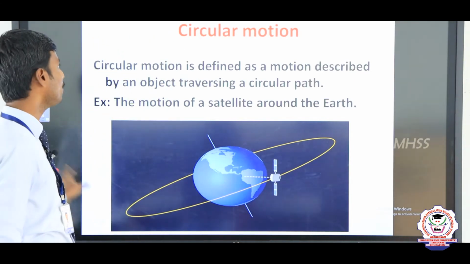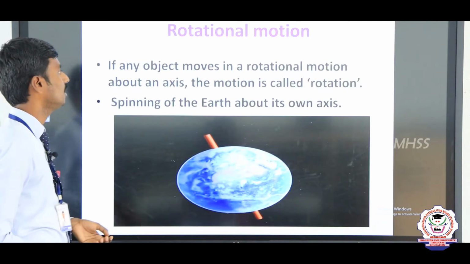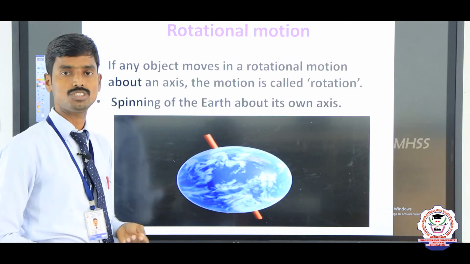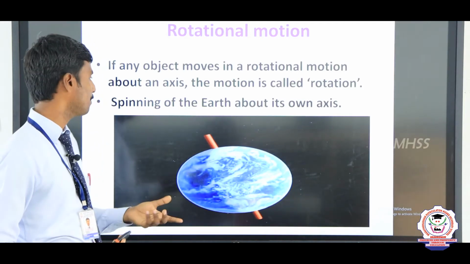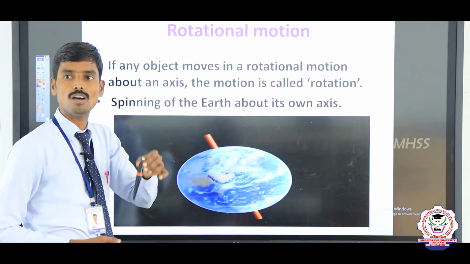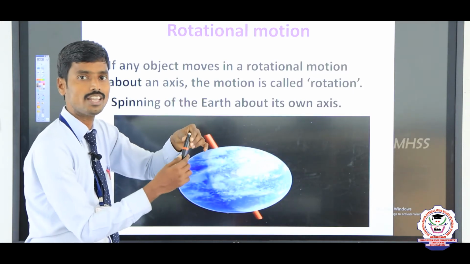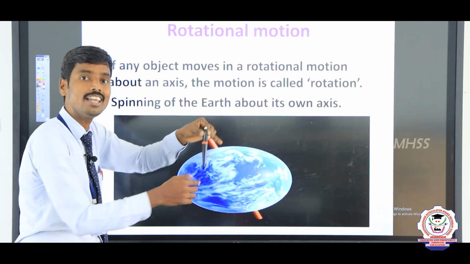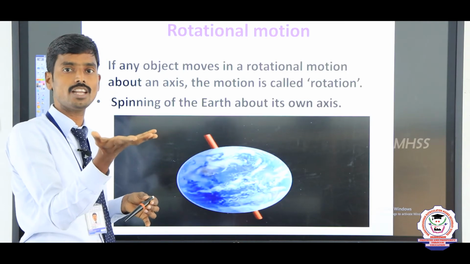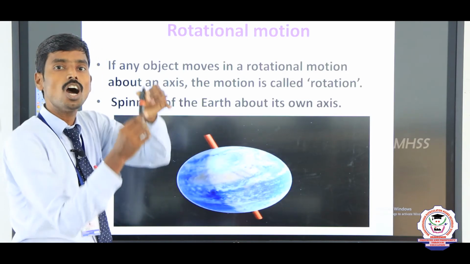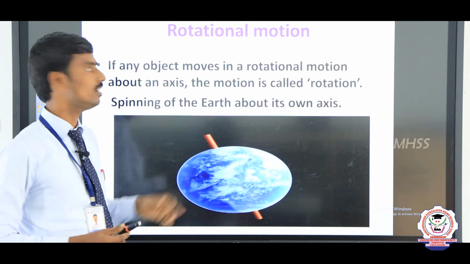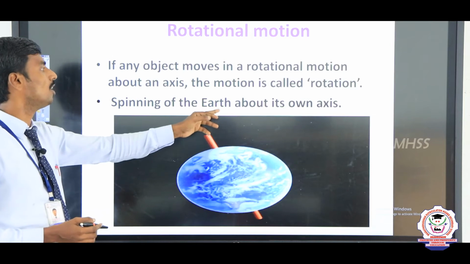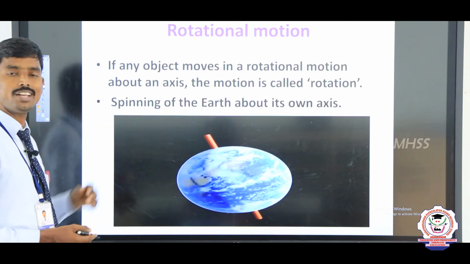The third one is rotational motion. An object moves in rotational motion about an axis. This is called rotational motion. For example, the earth, or any disc, rotating about an axis. This is called rotational motion. The spinning of the earth about its own axis is a good example for rotational motion.